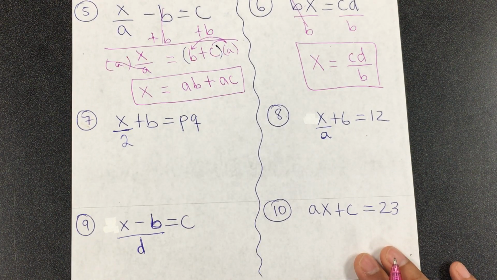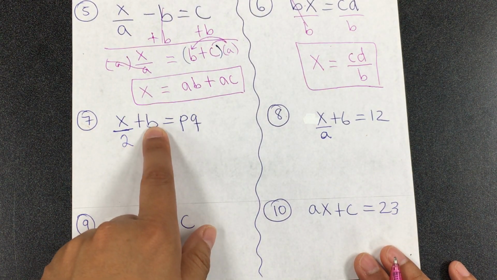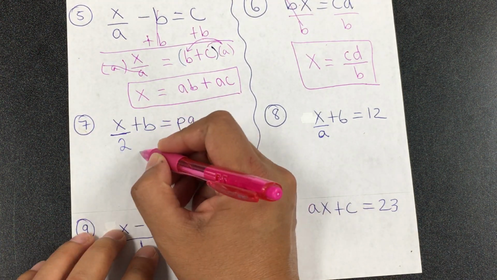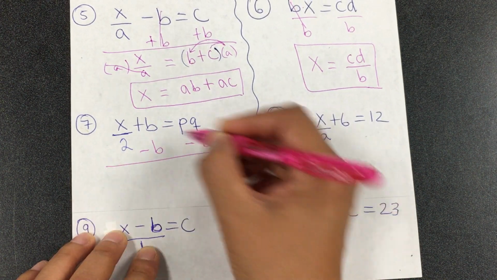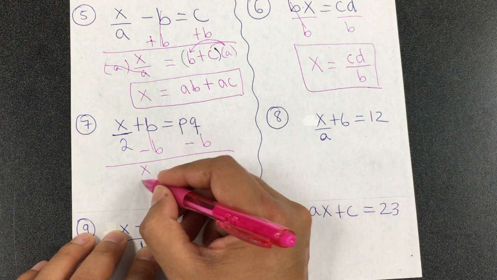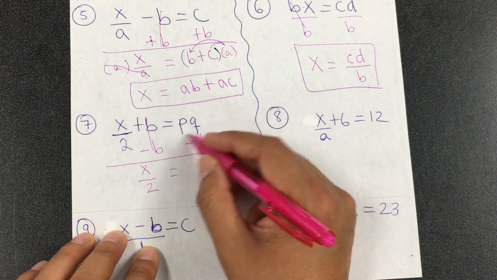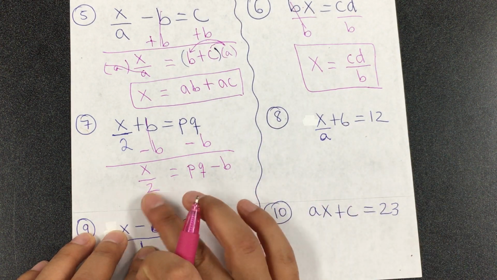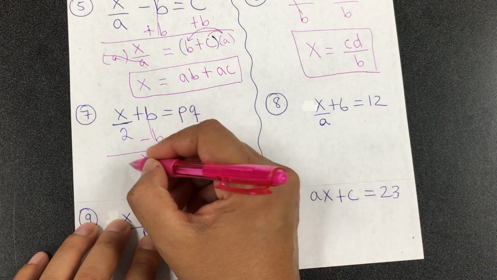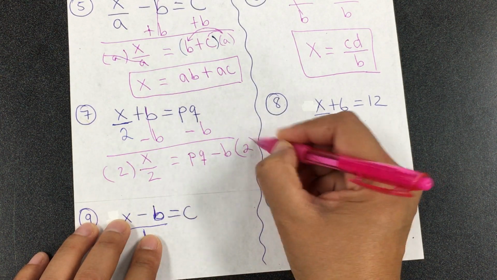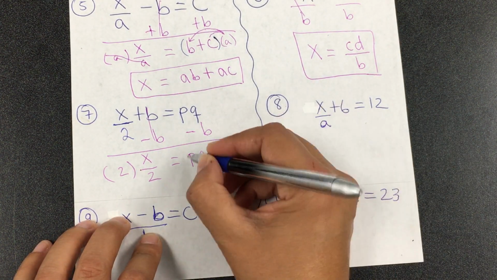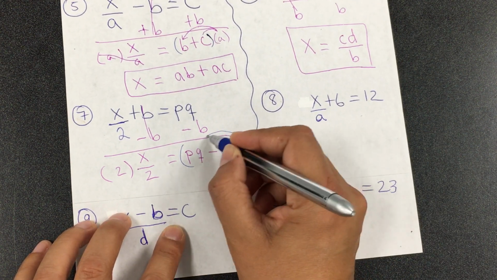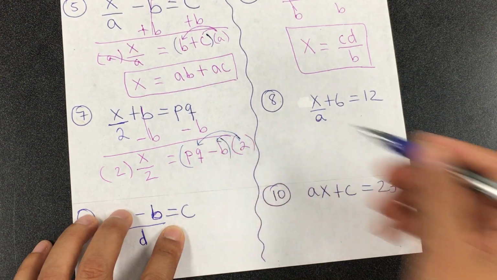Okay, number 7. Again, you have a division and an addition. Because the addition is lonely, if we're adding, the opposite is to subtract B. You get x divided by 2 equals, we have PQ minus B. Finally, if we're dividing by 2, the opposite is to multiply both sides by 2. But again, be careful because that 2 is multiplying with everything that was there before. So with each term, we need to multiply the 2.